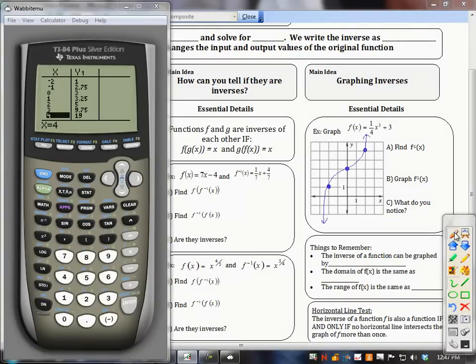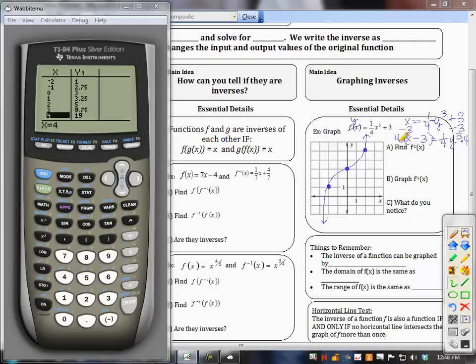We know how to find an inverse. We start by making this a y and switching x and y. So x equals 1/4 y cubed plus 3. So I'm going to start solving. I move my addition and subtraction first. So I get x minus 3 equals 1/4 y cubed. To get rid of the 1/4, I multiply both sides by 4. And I'm going to multiply all of this by 4.